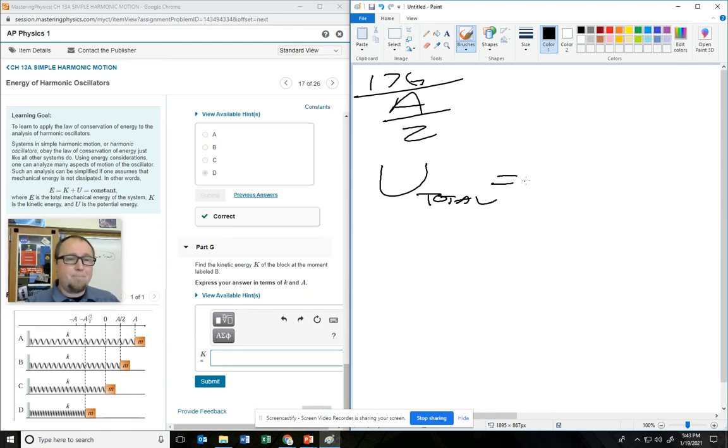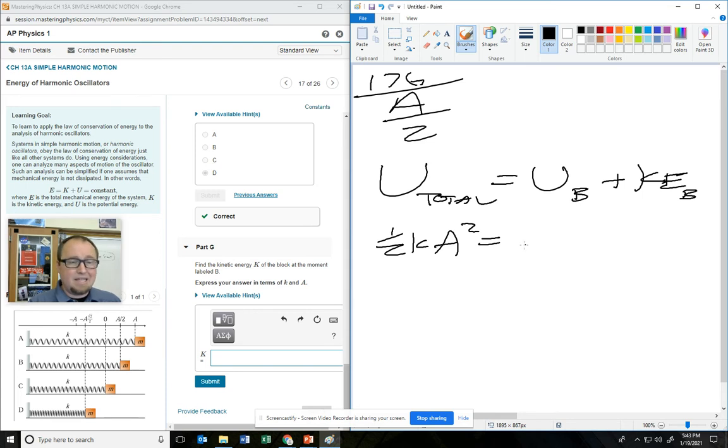Okay. At point B, I have potential energy at B plus kinetic energy at B. So the total is 1/2 k a squared. The potential energy in the spring at B is 1/2 k (a/2) squared, plus 1/2 mv squared. So you're saying to yourself, what the heck? Oh, you know what we're going to do? It only wants me to find the kinetic energy. So I'm just going to label that K. All right. So I'm going to leave K here, but I'm going to subtract this over.